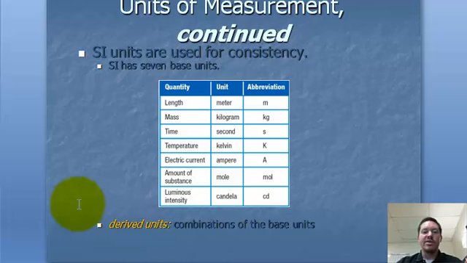Last thing I have here is a derived unit, and this is a combination of base units. For example, if I wanted to measure the density of a substance, I'm going to measure both the mass and the volume of that item.